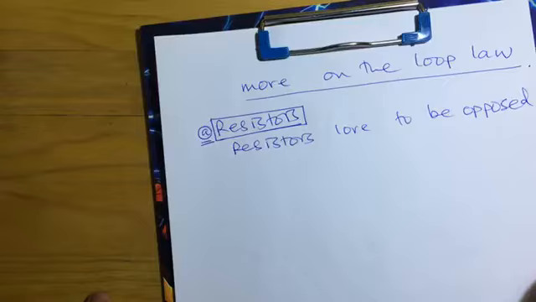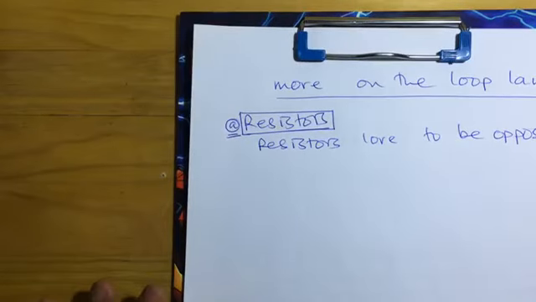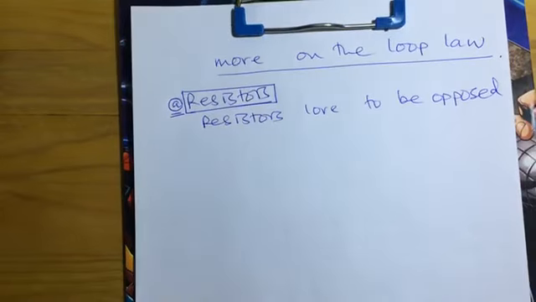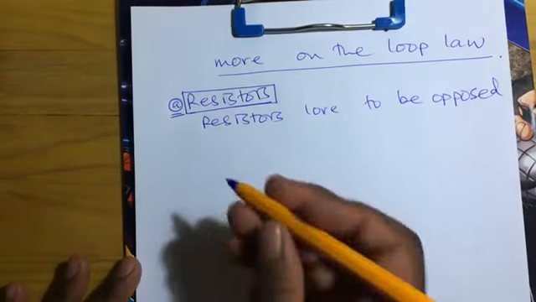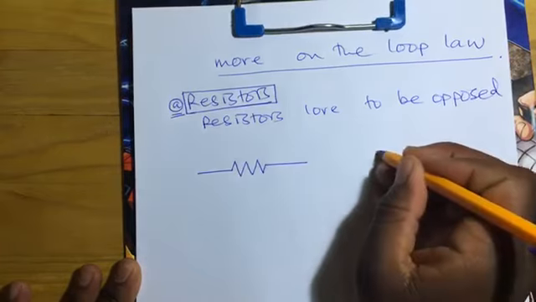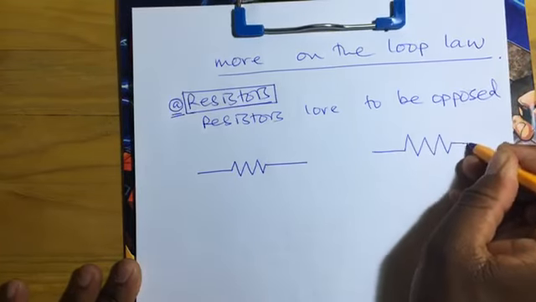Okay, so resistors love to be opposed. Now, there are two scenarios. Oh, by the way, a resistor is denoted by a wavy line. So this is going to be a resistor. This is going to be a resistor.